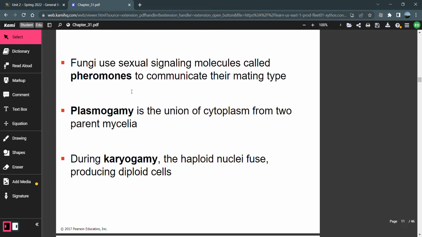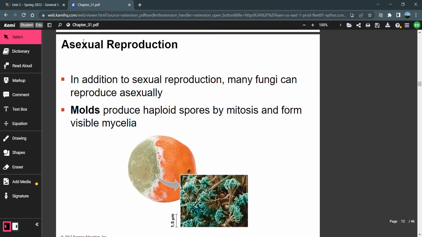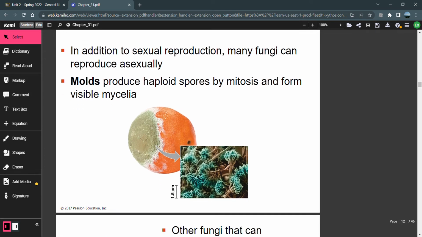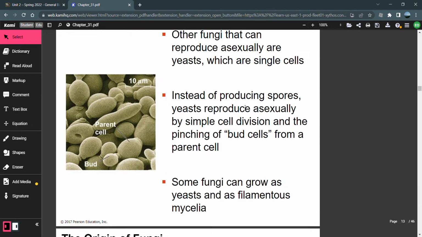Fungi use sexual signaling molecules called pheromones. We also use pheromones to communicate their mating type. We just went over these. We'll be going over asexual reproduction. In addition to sexual reproduction, many fungi can reproduce asexually. Molds produce haploid spores by mitosis and form visible mycelia.